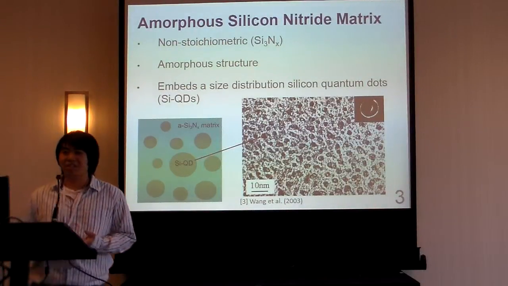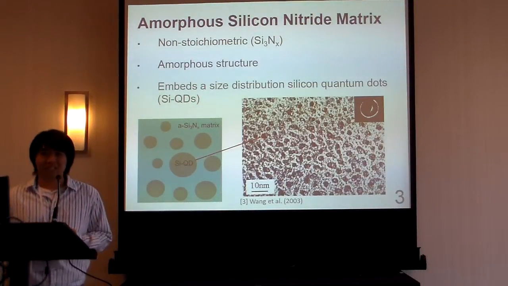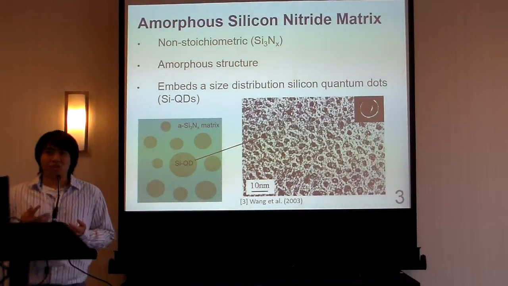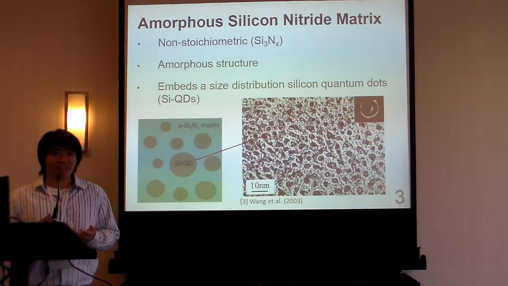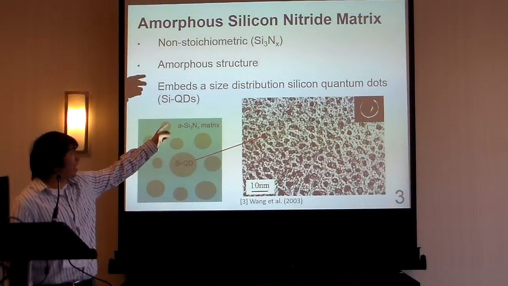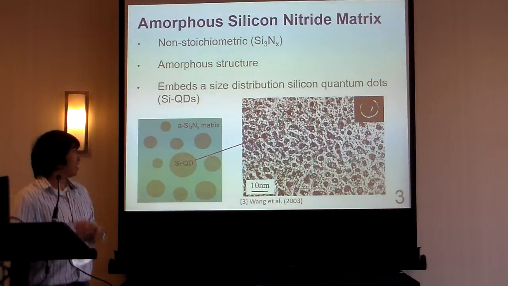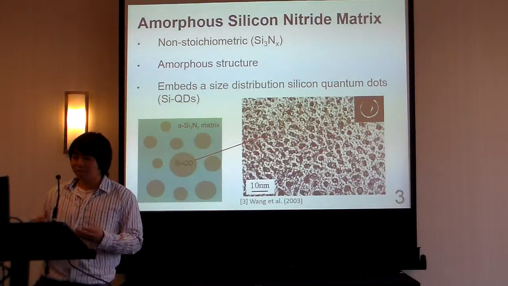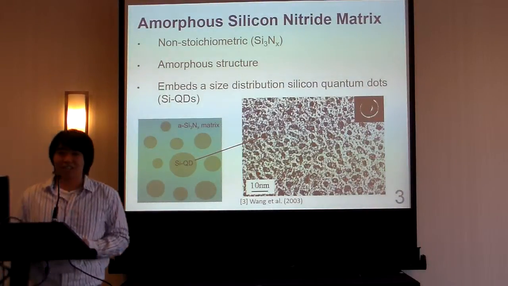So a matrix is a material that hosts or contains quantum dots. The quantum dots I study are made out of silicon, and silicon nitride is a commonly used matrix material to contain silicon quantum dots. Silicon nitride can be prepared non-stoichiometrically, and we term this SiNx, where x is the stoichiometric coefficient for nitrogen, and this value could vary. Secondly, they have an amorphous structure, which means that they don't have a consistent crystalline lattice. And lastly, these silicon nitride matrices embed a size distribution of silicon quantum dots.